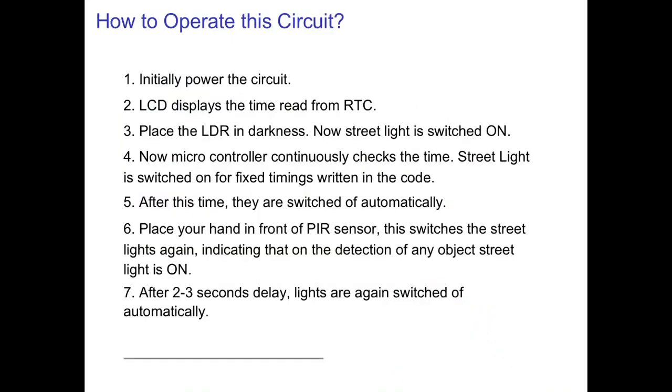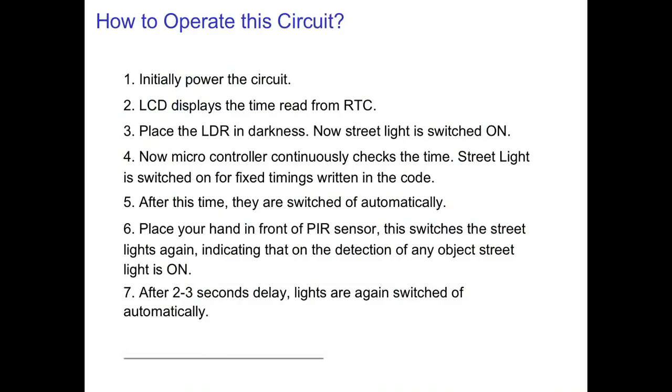Then coming to the operation, first of all, initially we power the circuit. The LCD displays the time read from the RTC. Place the LDR in darkness. Now the street light is switched on. Now the microcontroller continuously checks the time. The street light is switched on for fixed times written in the code. After this time they are switched off automatically.